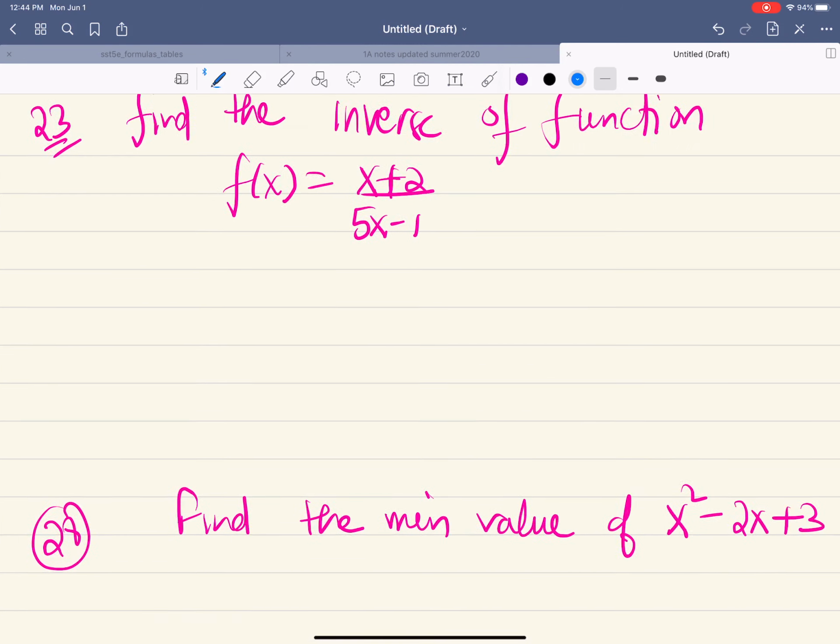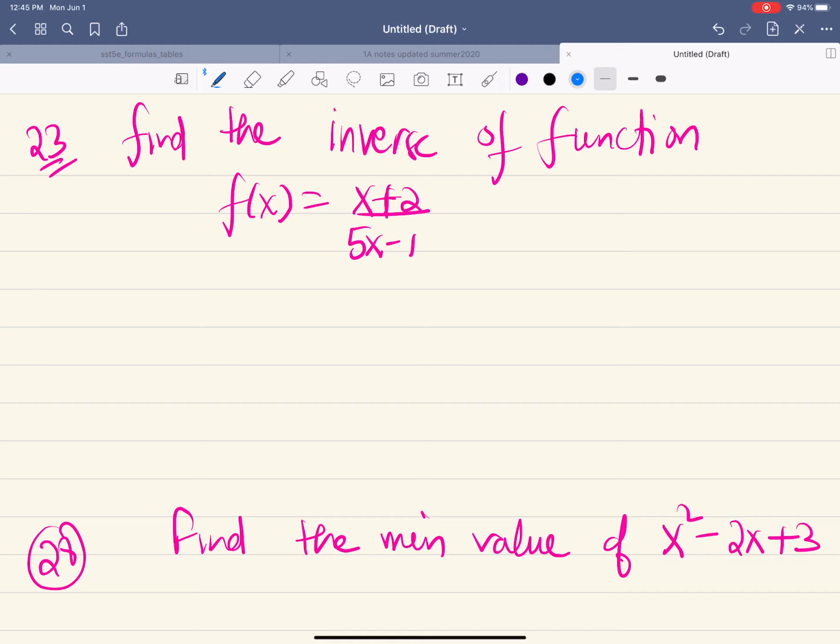Okay, the next problem. Find the inverse of the function. How do I find the inverse of this function? To find the inverse, there are basically 4 steps. You can do it in multiple ways. You can do it by graphing and reflecting the graph over the line y equals x, or by 4 steps. The first step is replace f of x by y. Second step is switch x and y. Third step is solve for y.